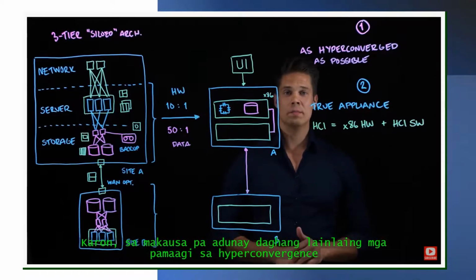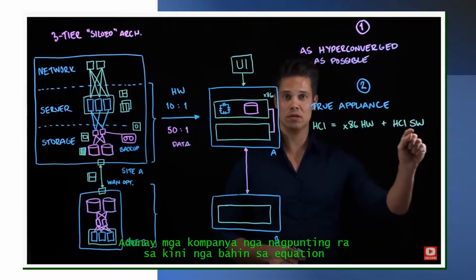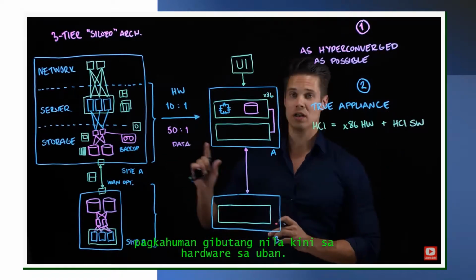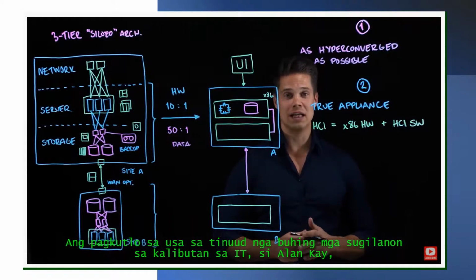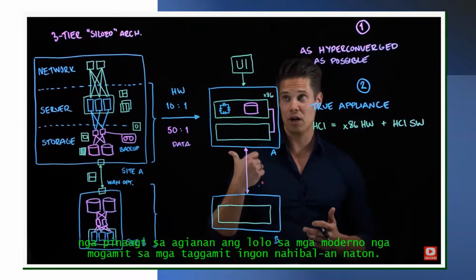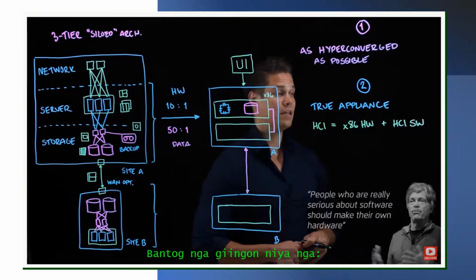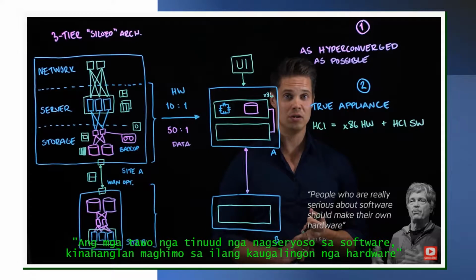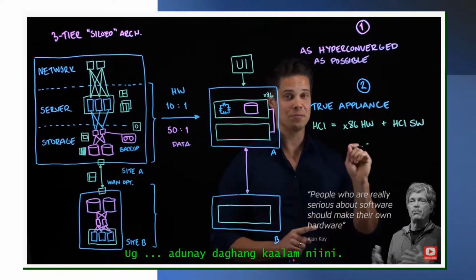Now, once again, there are many different approaches to hyperconvergence in the market at the moment. There are companies who are only concentrating on this part of the equation. So they develop their software, then they install it on somebody else's hardware. Quoting one of the true living legends of the IT world, Alan Kay, who is, by the way, the grandfather of modern user interfaces as we know them, he famously said that people who are really serious about software should make their own hardware. And there's a lot of wisdom in this.